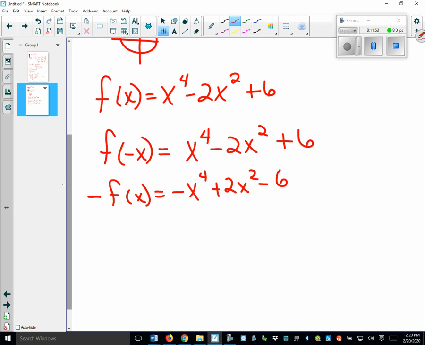Now my question is, is this function even, odd, or neither? Even. No, it's odd. Odd. Final answer, 100% odd. Even. Final answer. How do you know it's even? Because I thought it changed to a negative. No, it didn't change. Yeah, it did. Look at the two things. They're exactly the same. No, it's completely different.